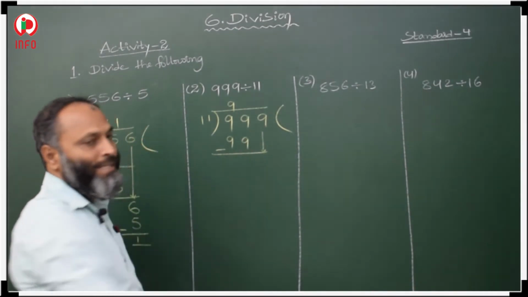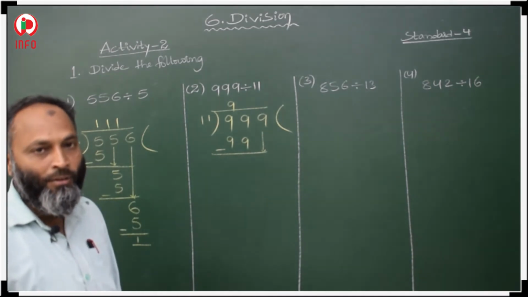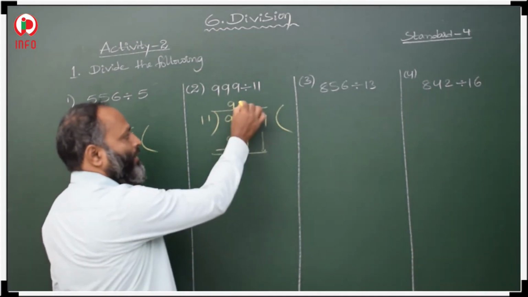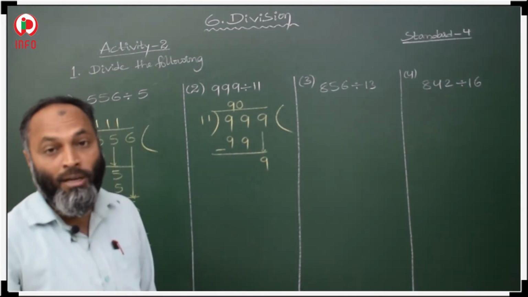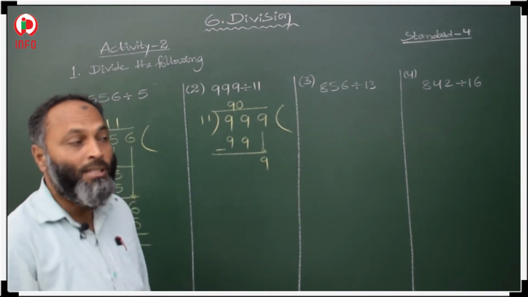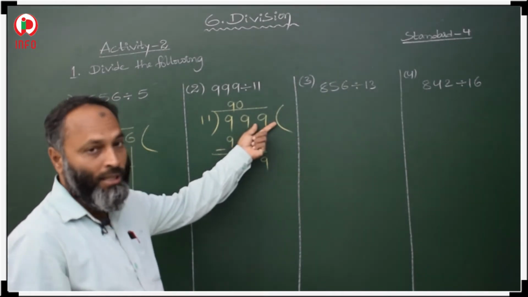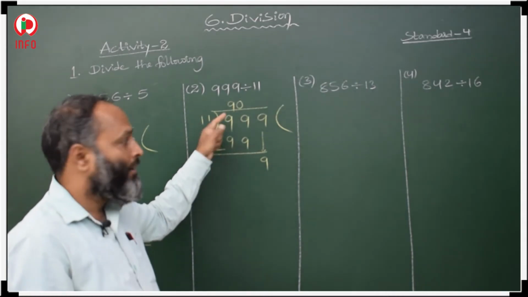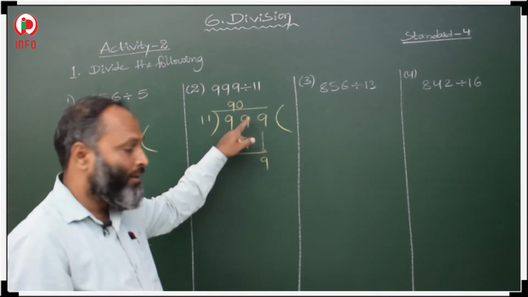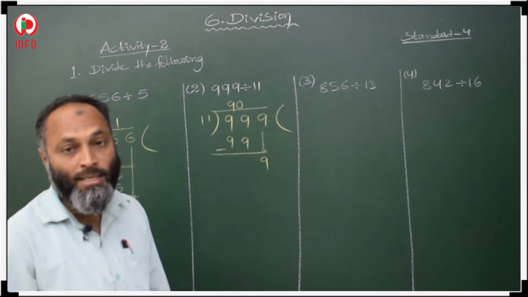If one number is left here, then what we have to do? So we have to keep a 0 in the quotient. Then after that we have to take that number as a remainder. When do we have to do this? When a number is left here and that number is less than this divisor, we have to keep a 0 here, then you have to take that number as a remainder.